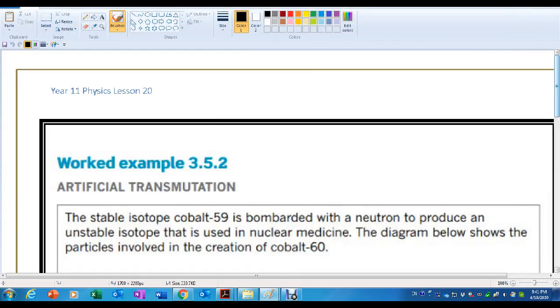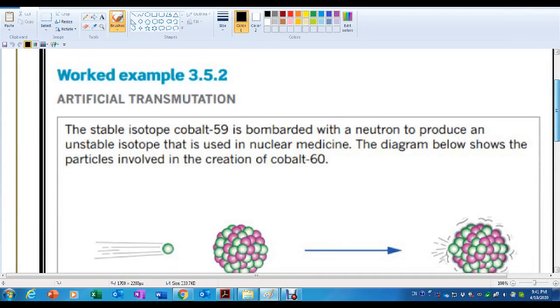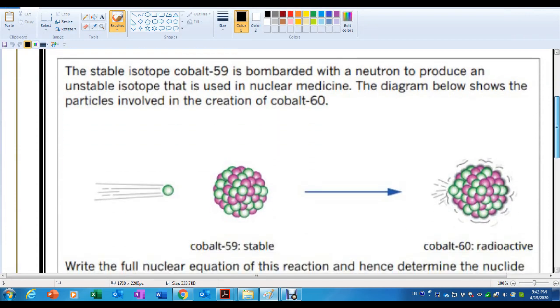Okay, so let's see some examples here. That's another example from the book. But the book is a bit confusing. Actually, in the book, the example has the answer written right in the picture, so I deleted the answer from the question. So actually, we have something to think about. The stable isotope cobalt-59 is bombarded with neutrons to produce an unstable isotope that is used in nuclear medicine. The diagram below shows the particles involved in the creation of cobalt-60.